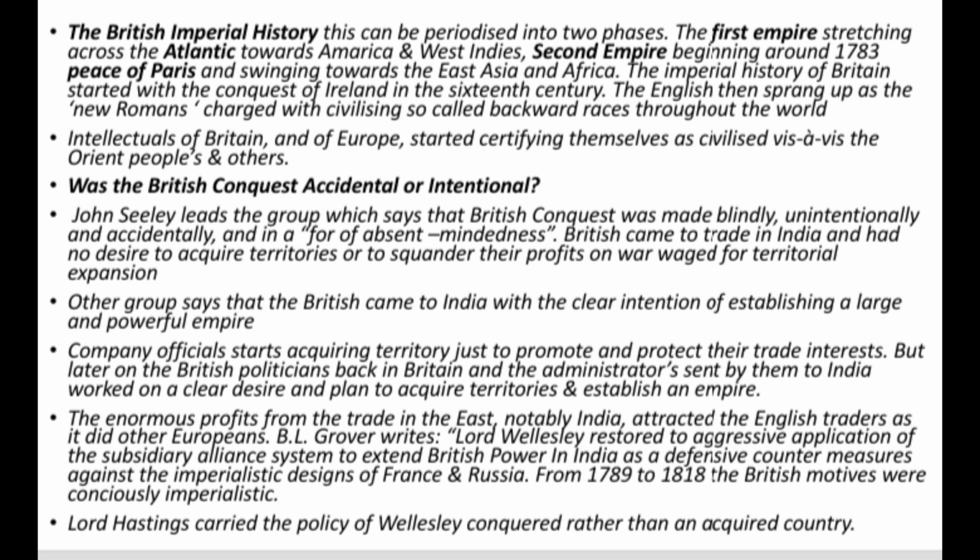B.L. Grover writes that Lord Wellesley applied the subsidiary alliance system aggressively to extend British dominion in India as a defensive countermeasure against the imperialistic designs of France and Russia. From 1798 to 1880, the British motives were consciously imperialistic. Lord Hastings further carried on the policy of Wellesley and treated India as a conquered rather than an acquired country. Thereafter, the British seemed to work on a set decision to conquer the whole of India and even some of the neighboring states.